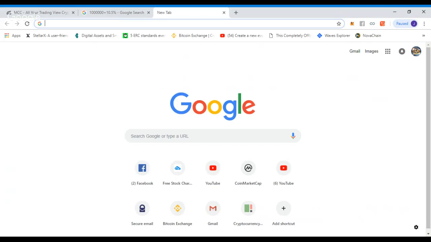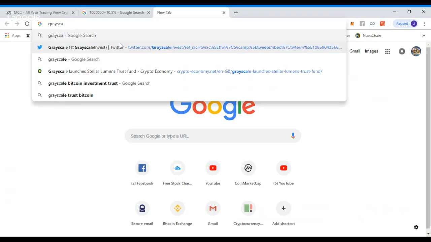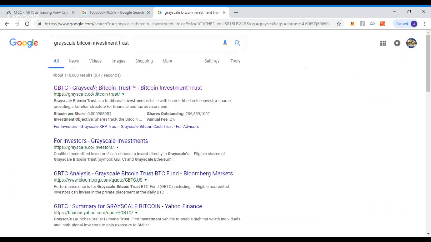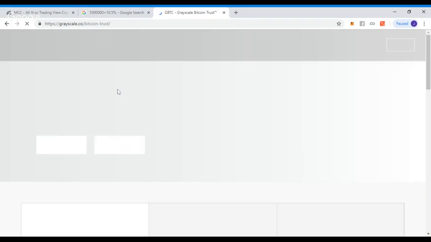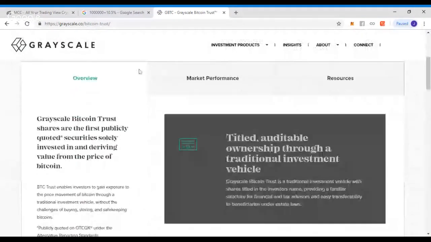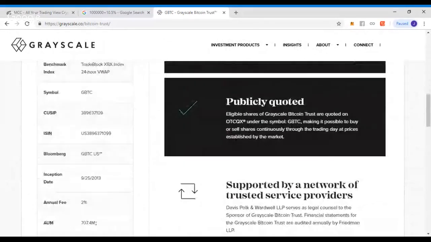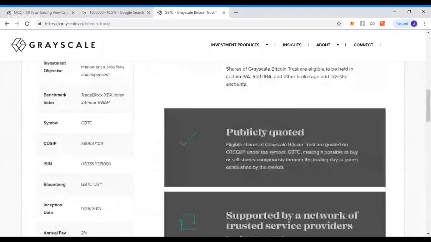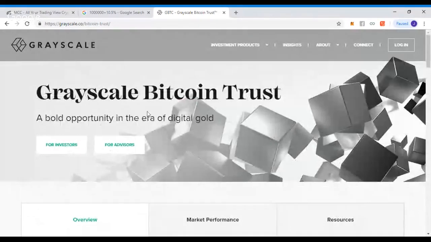In fact, let me show you. Let's look at Grayscale Trust. This is one such trust, a Bitcoin investment trust. Let's see if they share how much of investments they have. In fact, they just came out with a story where they pretty much tell exactly how much they have invested. So what we're looking at right now is a trust fund, or a trust entity. And this is a Bitcoin trust, as you can see, the bold opportunity in digital gold. This is one of the biggest Bitcoin trusts that I know of personally.